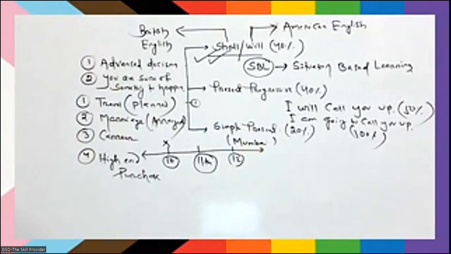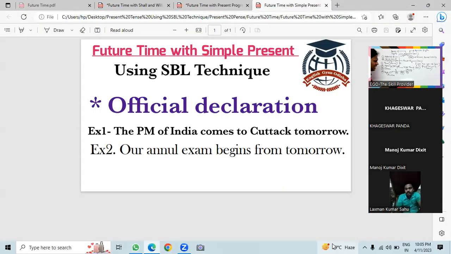Okay, and this is my last thing for you, I mean now for future time. For official declaration, that's the only thing you can say. So two things have gone.